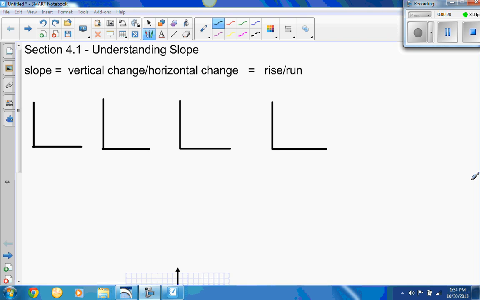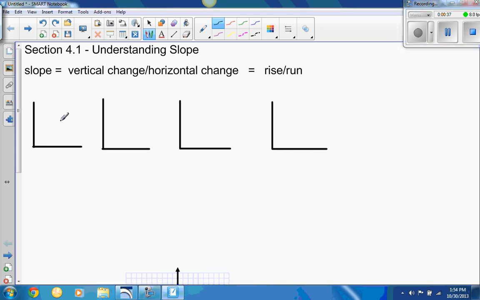So just to start with, slope is the vertical change divided by the horizontal change. Another way to say it is rise over run, rise divided by run. So you always do vertical change up and down first. There are different types of slope.